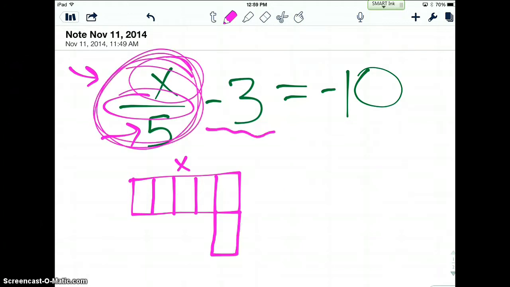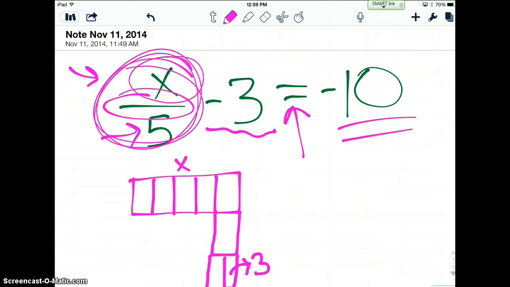I need to subtract off 3. So from this one part, I'm going to take off 3. So that part right there is worth 3. And then what we have left, when we take off that 3, what we have left in that chunk right there is negative 10. So this chunk right here is negative 10. So how do we work backwards here?